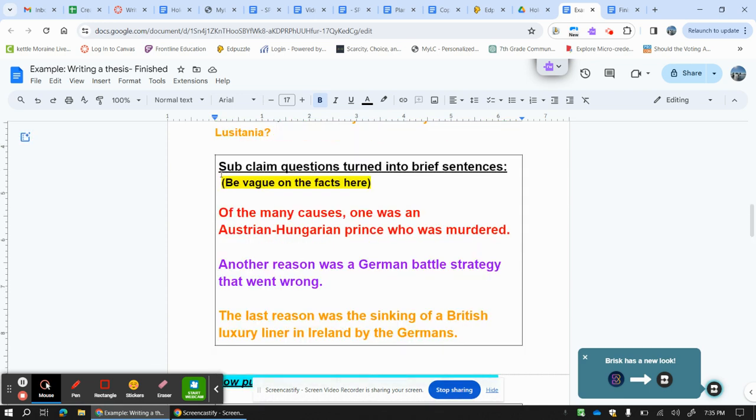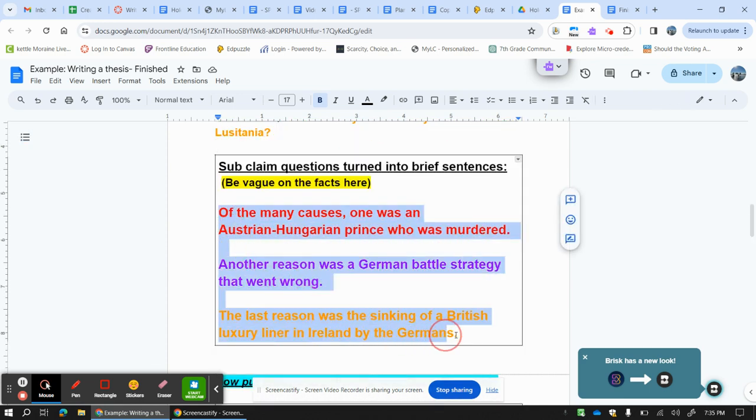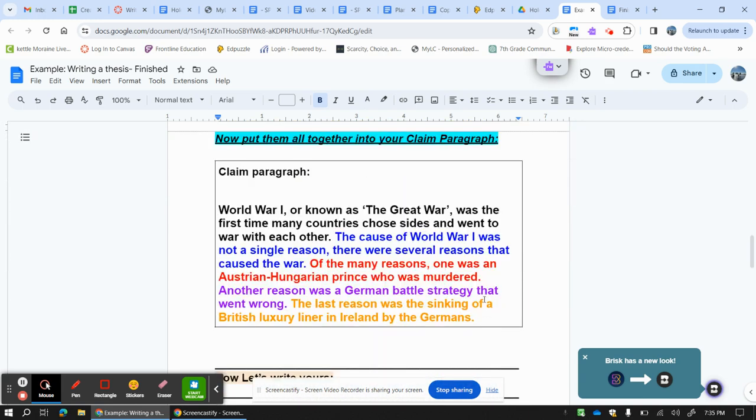And then I want you to turn your subclaim questions into vague sentences. And then I want you to put them all together so that it lays out the map of what your paper is going to be in your thesis paragraph. All right, guys, good luck. Let me know when you're done.